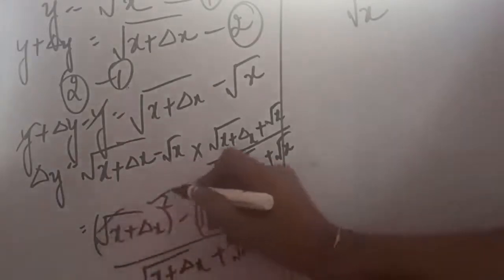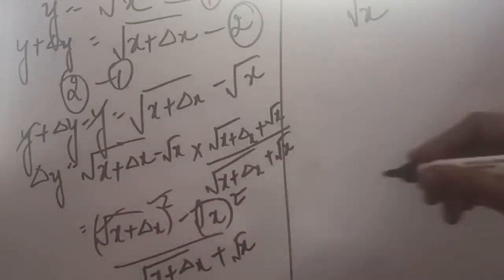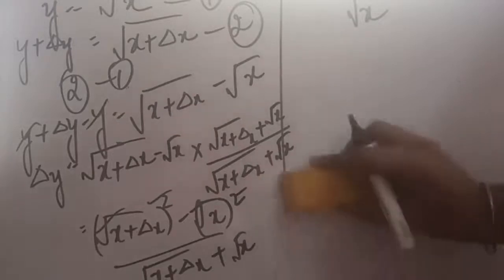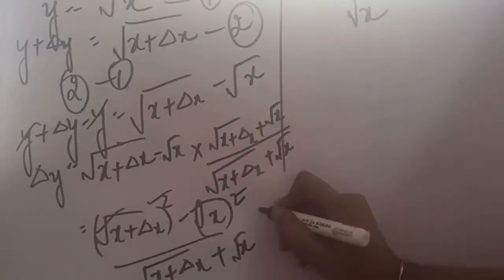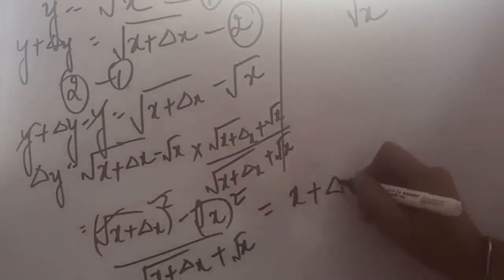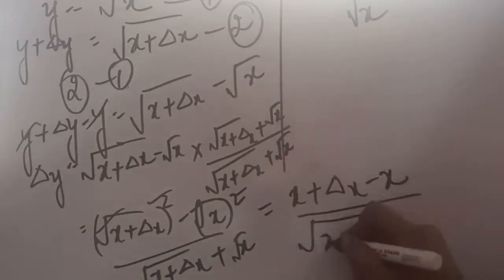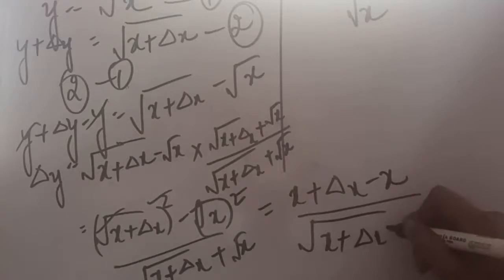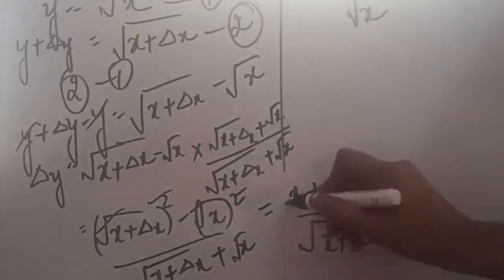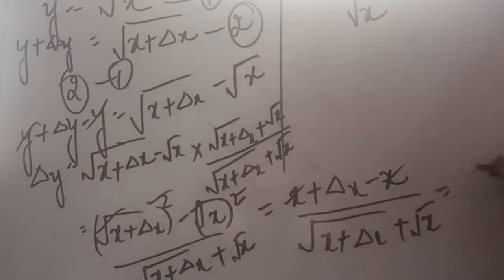So by this our roots will be cancelled. So here above we will be left with x plus delta x minus x divided by under root x plus delta x plus under root x. So now this x will be deleted. So finally we will be having delta x divided by the denominator, which will be the same like this.